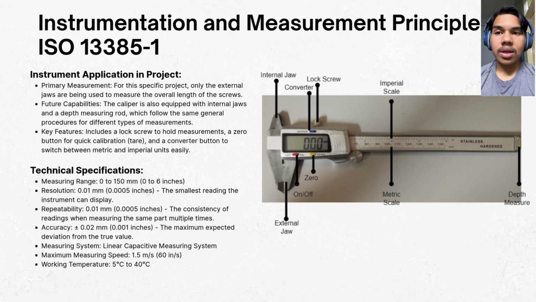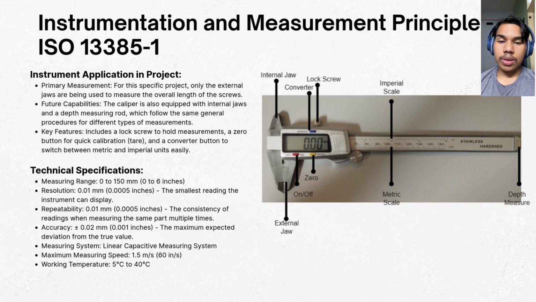The key feature, the lock screw, is actually the one that helps us to maintain the reading so that it won't stray whenever we take a reading of a certain object and want to see what's the difference. Let's say we want to see the difference when we hold the instrument. We use the lock screw to make sure that it doesn't stray, it doesn't move around. And also we have the zero button, for quick calibration, basically the third button.